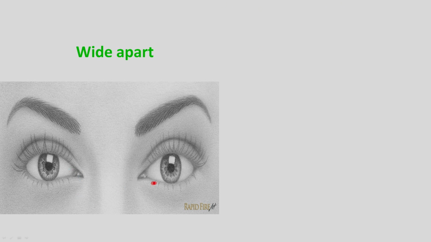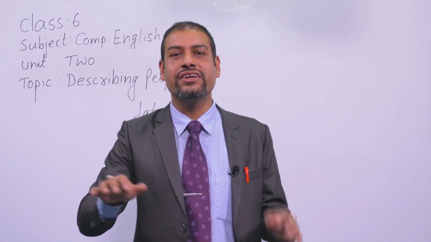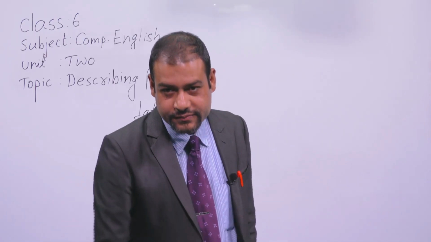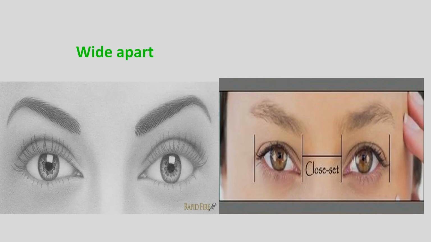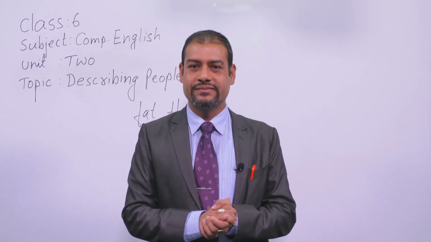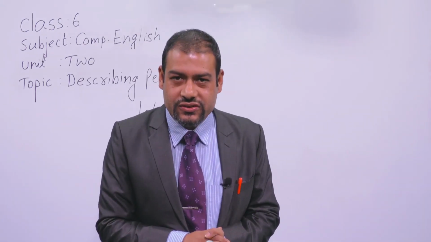See, wide apart. Okay. Now, I want to show you another type of eye. Please write it down in your notebook. See, what type of eyes? Please tell me. Oh, you are again very near to the answer, my dear students. Now, let me show you. Close together, see. These are wide apart and these are close together. Okay, close set here. So, close together. Is it clear, dear students? Please write down this close together also.